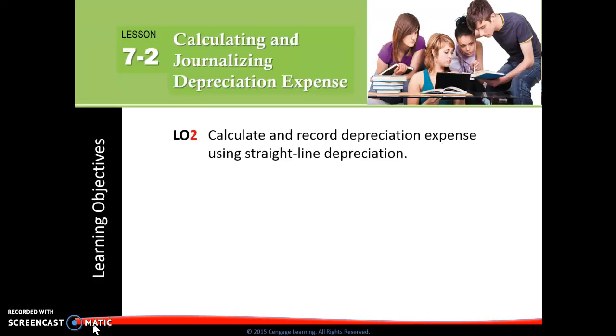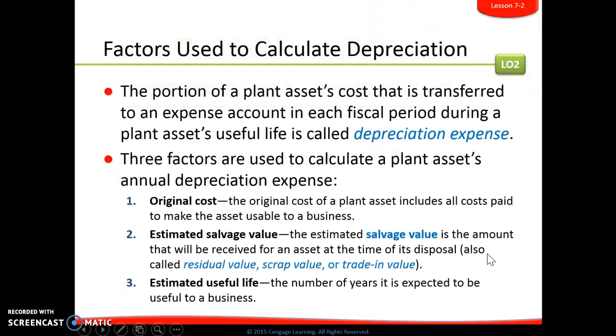7.2, calculating and journalizing depreciation expense. We have one learning objective. You need to be able to calculate and record depreciation expense using straight-line depreciation. We've done straight-line depreciation before, so hopefully most of this is review.